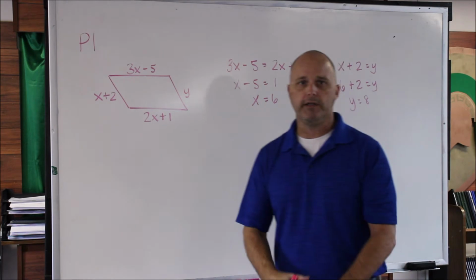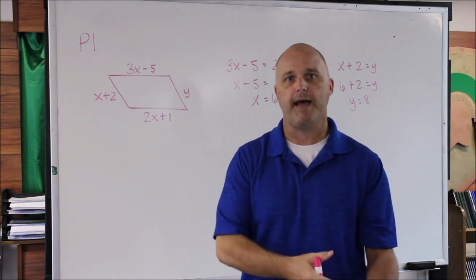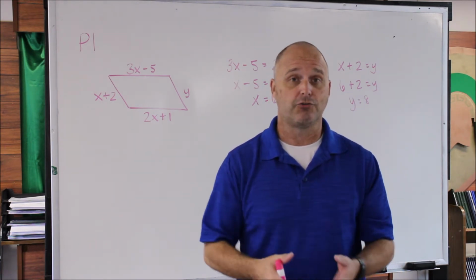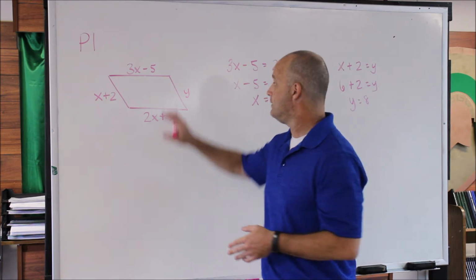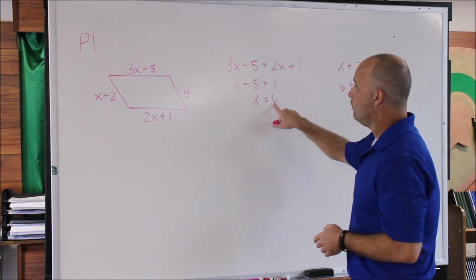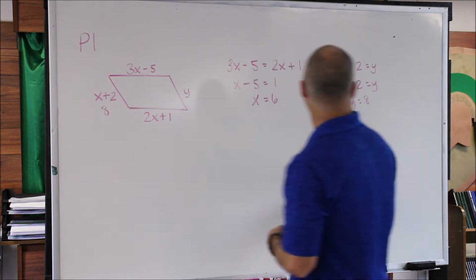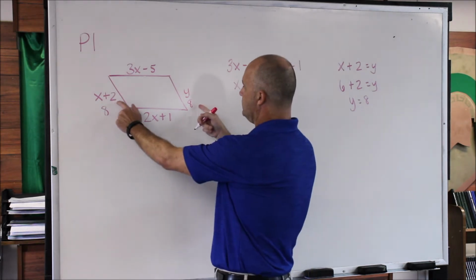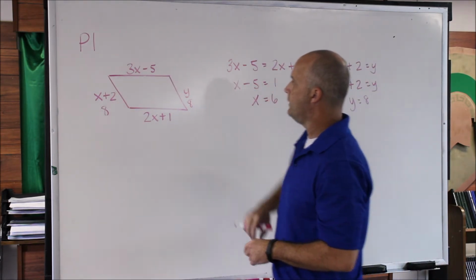So again, before we call this problem done, let's go ahead and plug these back into the parallelogram to see if it gives us congruent sides. And if it does, we know that we found the correct values to make this into a parallelogram. So we've got 6 plus 2 gives us 8. Y is equal to 8. So we've got these two sides we know are congruent. Now we just need to make sure that these two sides are congruent.